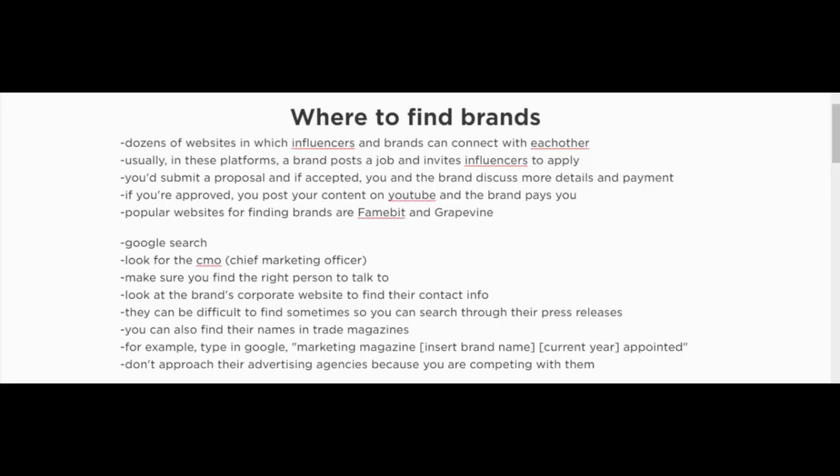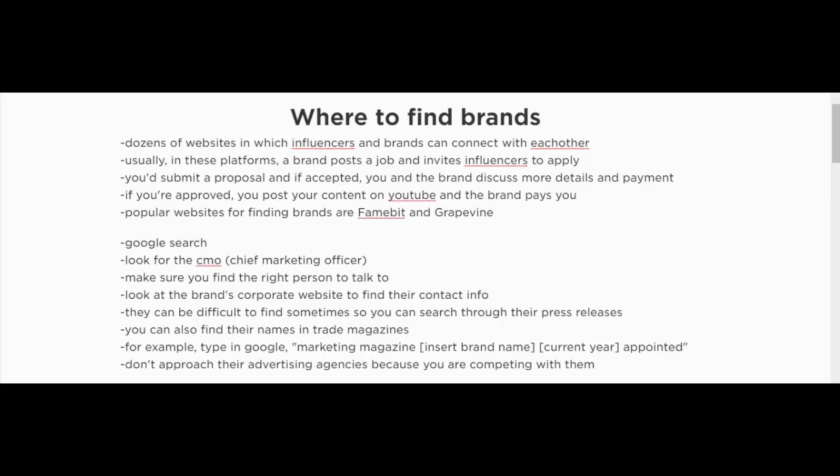Okay, so the person you are looking for in most cases is a chief marketing officer. So you'd have to look at the brand's corporate website to find their contact information, and it can be hard to find who it is. So you can search through the company's press releases, find out who's in charge of marketing. You can also find their names in trade magazines.